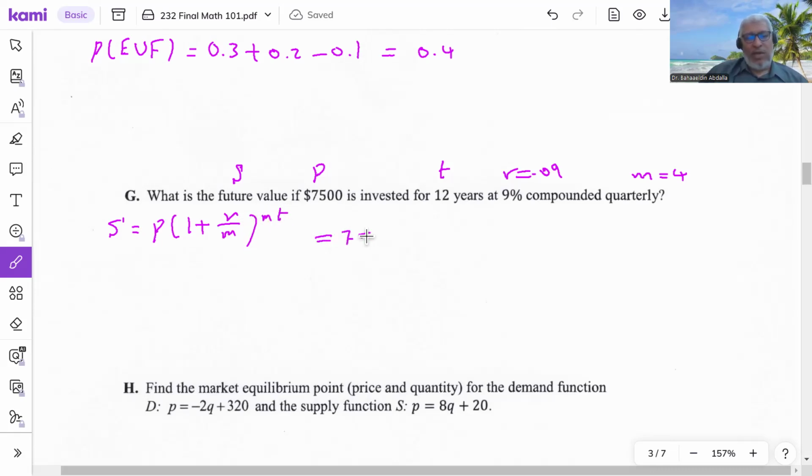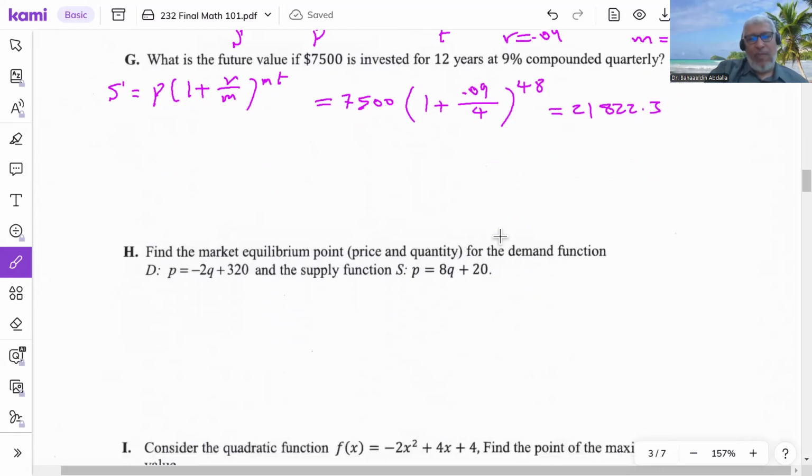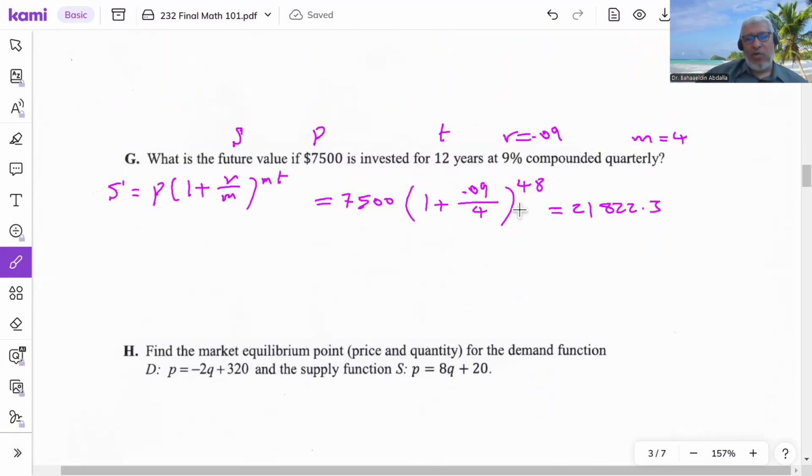So P is 7,500. 1 plus R is 0.09 divided by 4, which is M. And in the power, I have 4 times 12, which is 48. And if you put this in the calculator, the answer would be 21822.3 dollars. So 7,500 will grow to 21,000 in 12 years.